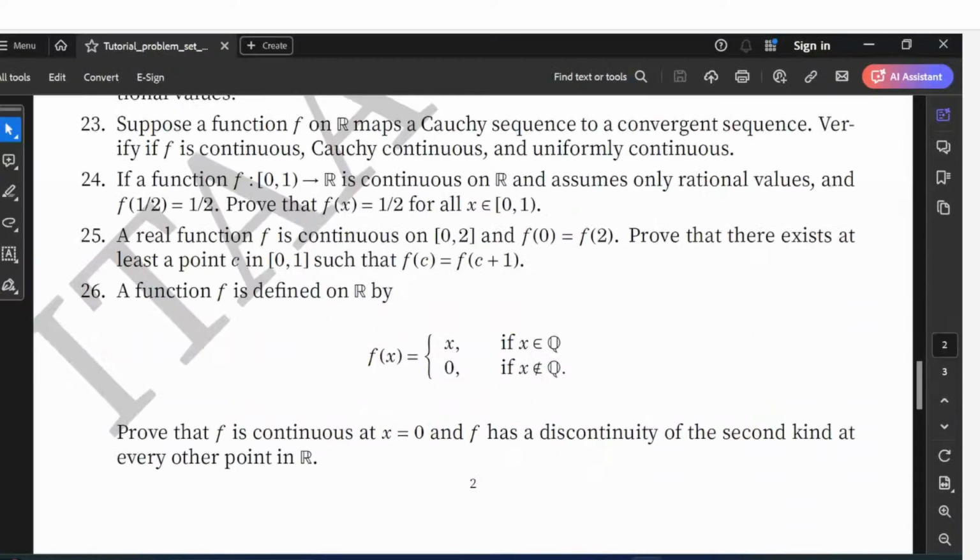Let's say question number 26. A function is defined on R by f(x) equals x if x belongs to the set of rational numbers, and 0 if x does not belong to the set of rationals, that is, x is irrational. Prove that f is continuous at 0 and has discontinuity of second kind at every other point. So this function is only continuous at 0, but has discontinuity of second kind at every other point. I'm writing this question.